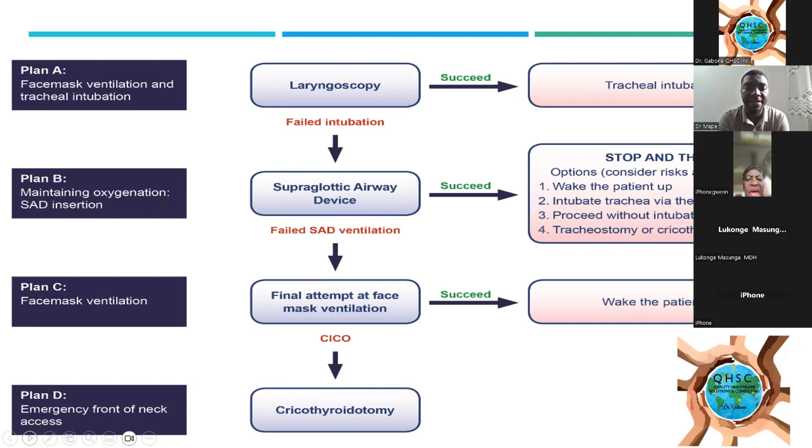Again, when you fail to use supraglottic airway devices, now you will have to go to plan C, where you attempt face mask ventilation again, and here it's the final attempt at face mask ventilation. If you succeed, now you will have to wake the patient up because continuing is a risk for the patient. And if again you fail to do face mask ventilation, now we will go to plan D, whereby we have to do front of neck airway access, and this has to be emergency cricothyroidotomy or tracheostomy.